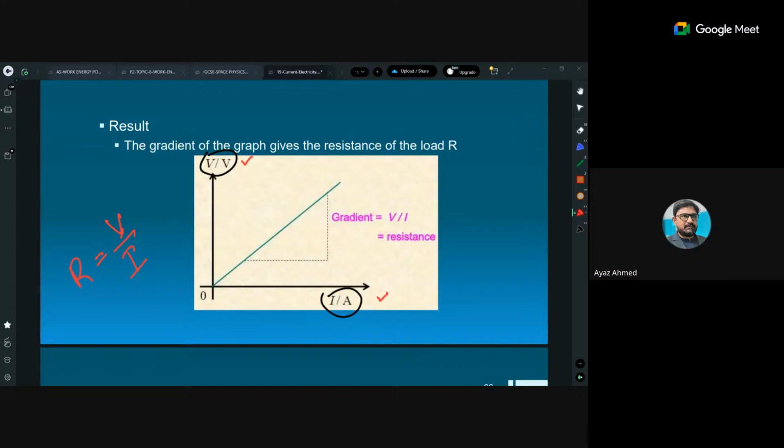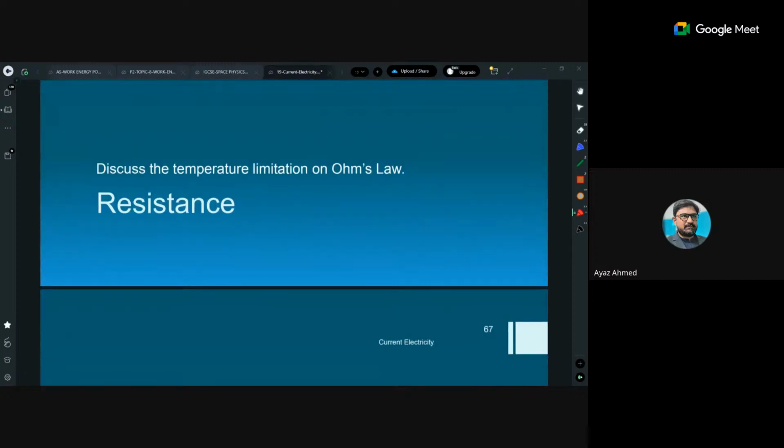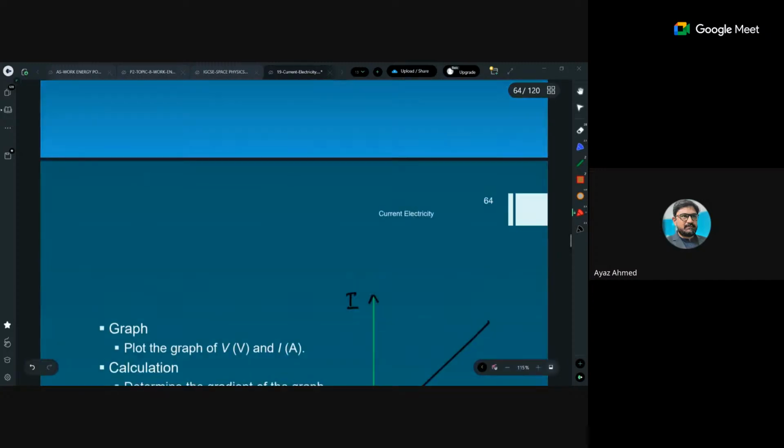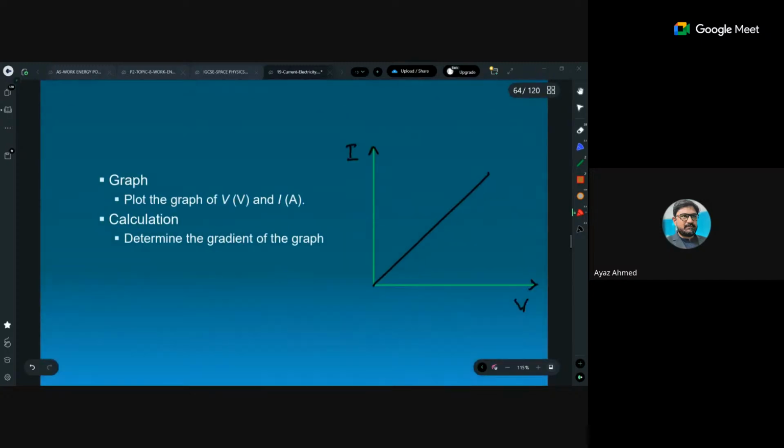और अब आप अगर गौर से देखो, तो that becomes gradient of that graph. So R is gradient of the VI graph. R is what? Gradient of VI graph. ठीक है? And here is IV graph. ये graph आपका क्या? IV graph है. So here when you are going to calculate resistance, resistance is 1 upon its gradient.